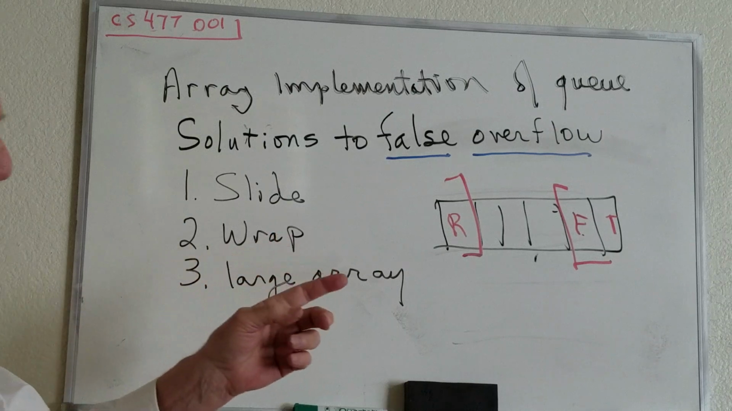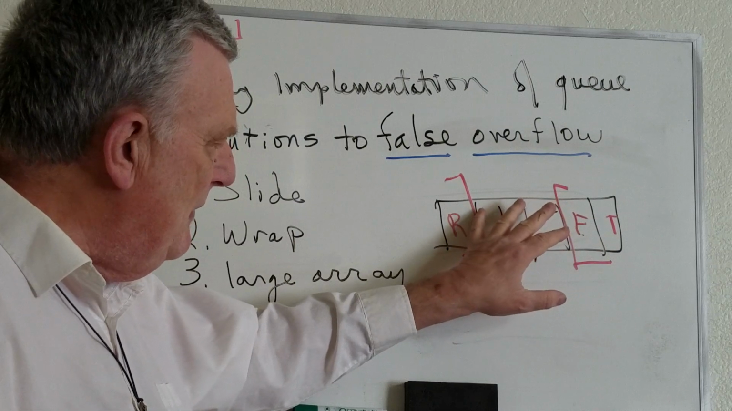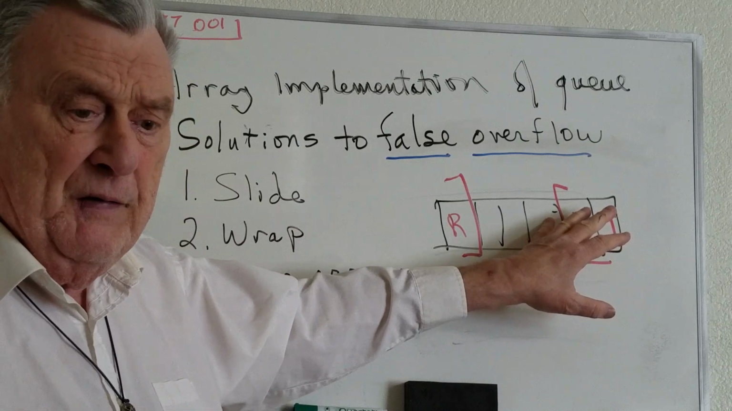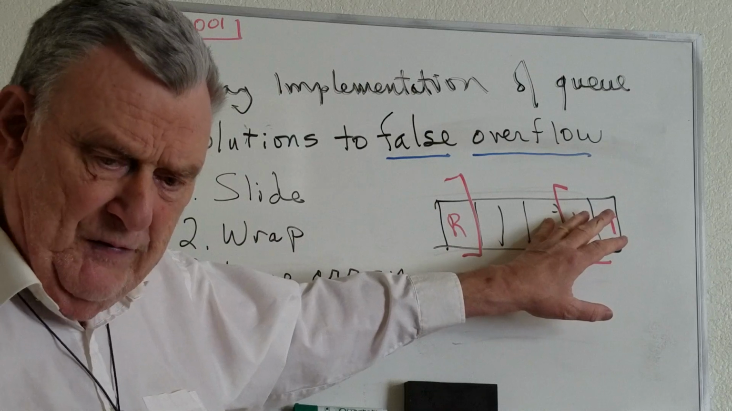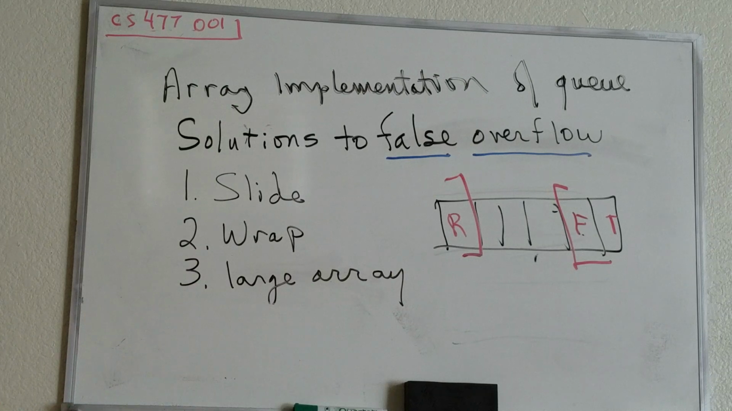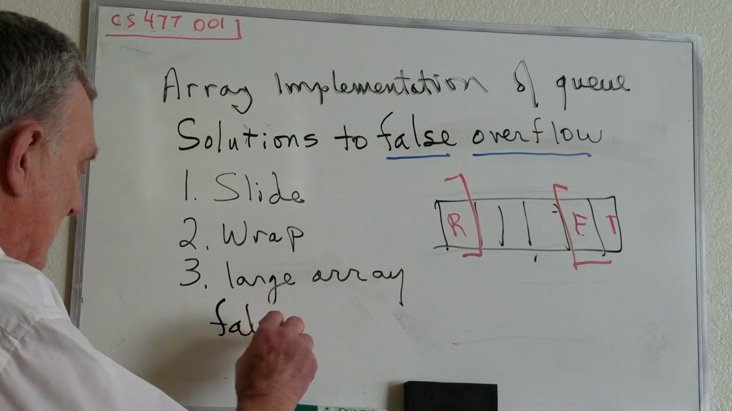Now what about wrap? Wrap has problems too, because when you keep adding things and rear collides with the front, then it's completely full and you can't tell whether the queue is empty or full. All right, now large array is the dumbest solution. What that is, is when you write your program, you allocate enough space in the array so that false overflow never happens.